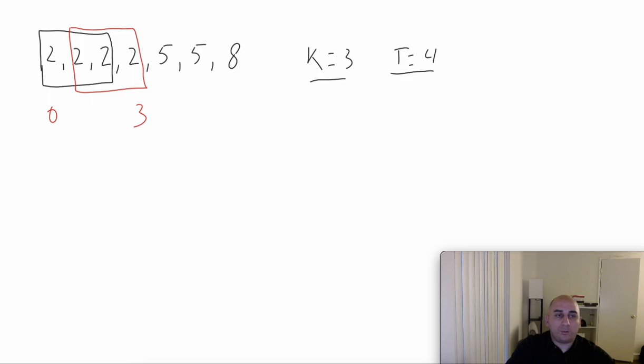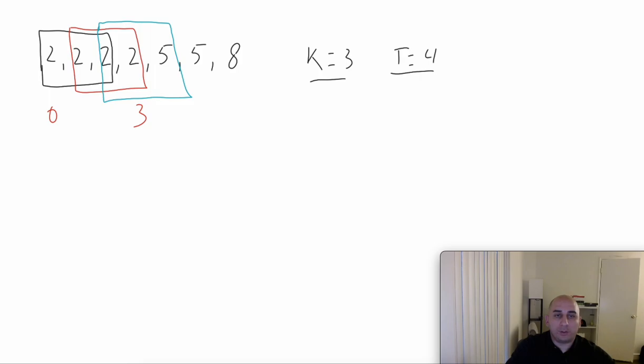In the same way, we are moving our window here, right? Considering these 3 elements. So again, 2 plus 2 plus 5, the average of that is again less than 4. We are not considering that.